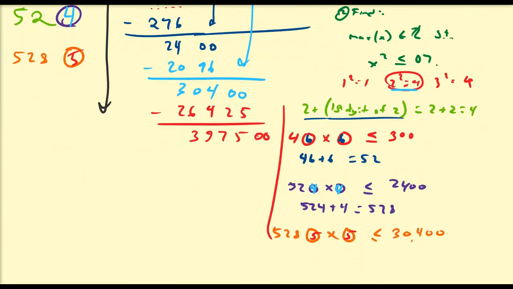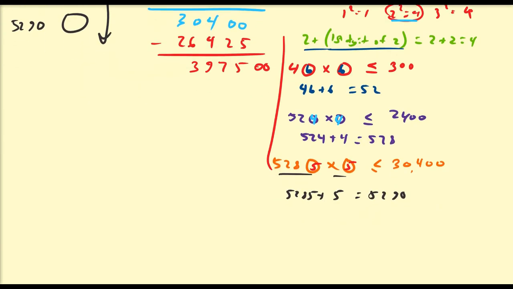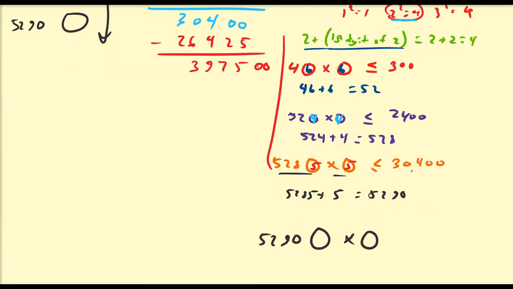And now that we found our magic number, what we're going to do is add these numbers together. So 5285 plus its first digit is going to be 5290. So we're going to have 5290 and some digit. So again, we're going to do 5290 digit times that digit, and this must be less than or equal to 397500. Really big number. But again, you can find that this number is going to be equal to 7, right?